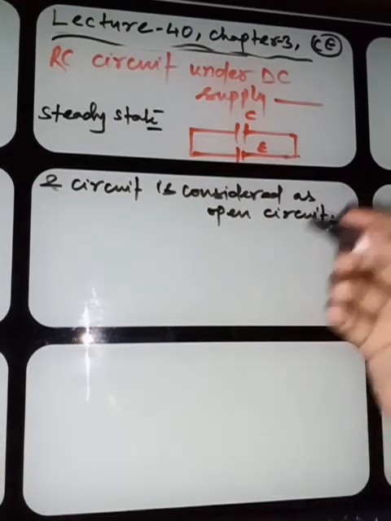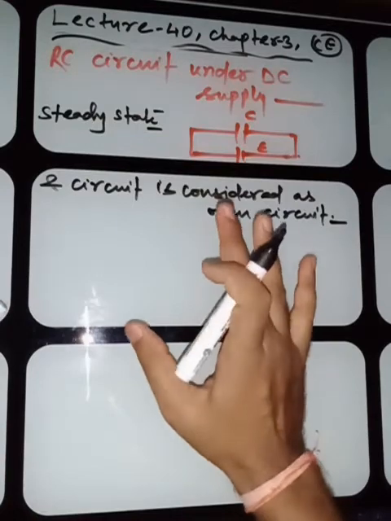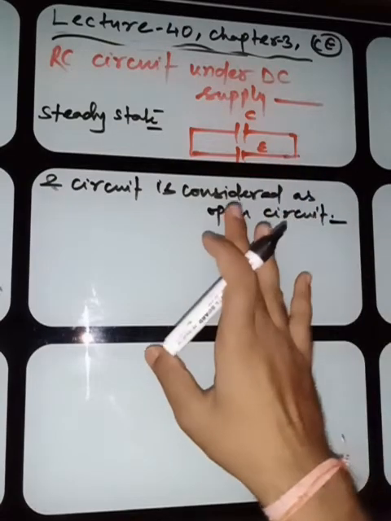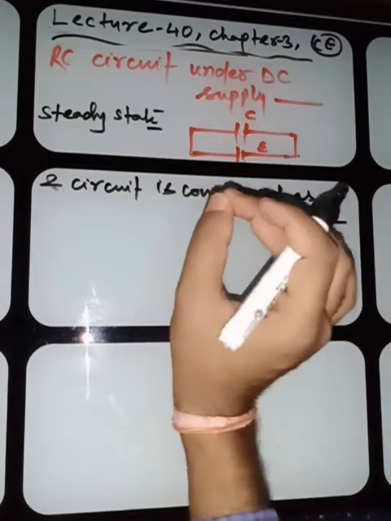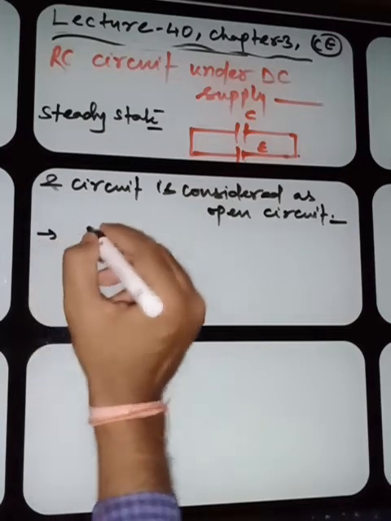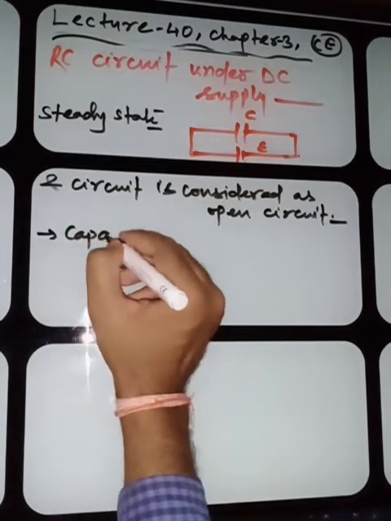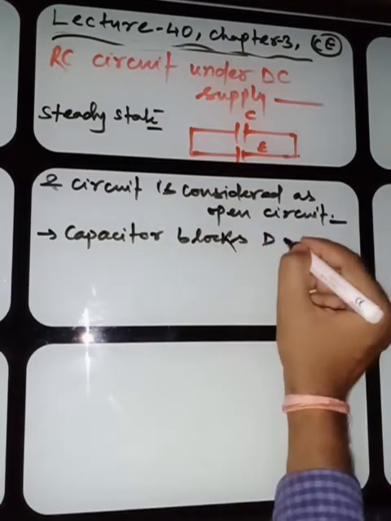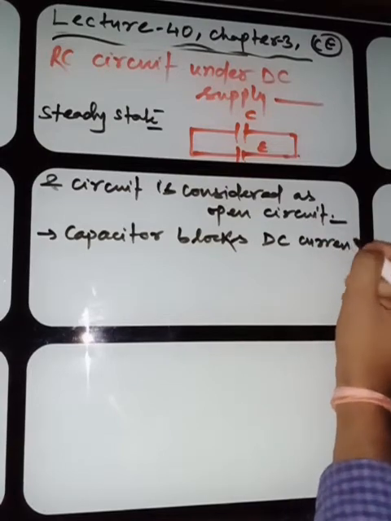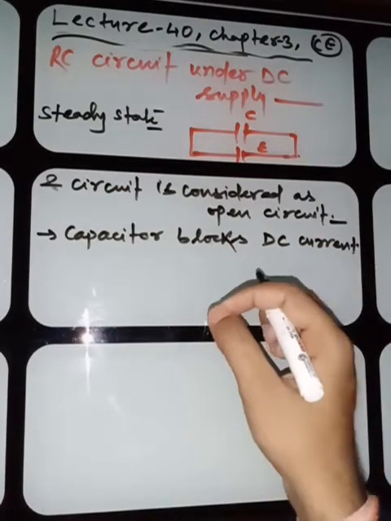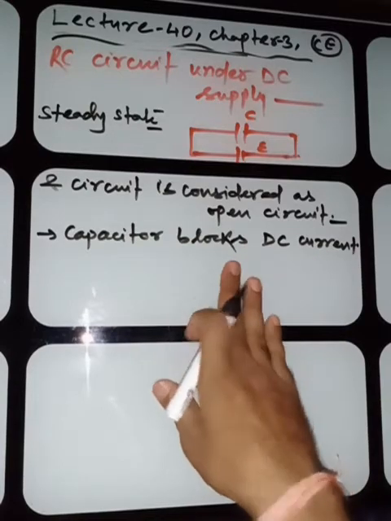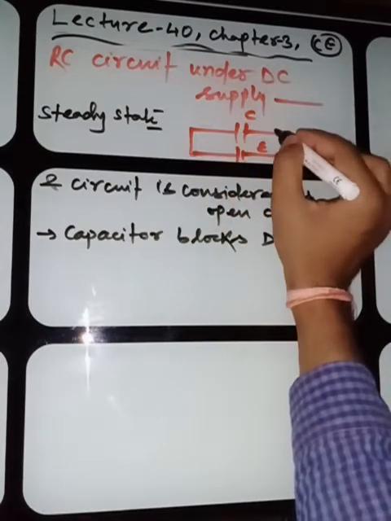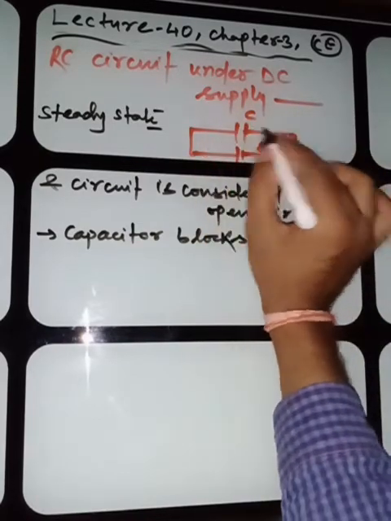Another point you can write, for simplicity to solve the question in an easy way: my dear students, a capacitor blocks DC current. The second point, which is very important, capacitor blocks DC current. Why it blocks, we'll study in the AC chapter in great detail. Due to its frequency being 0, this capacitor blocks DC current. It means there will be no current flow through this capacitor.